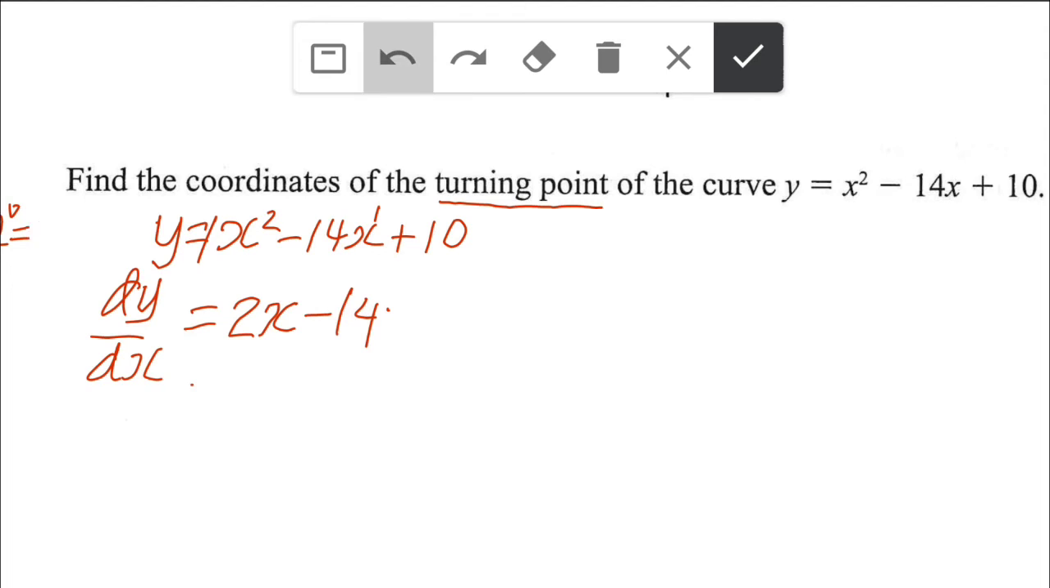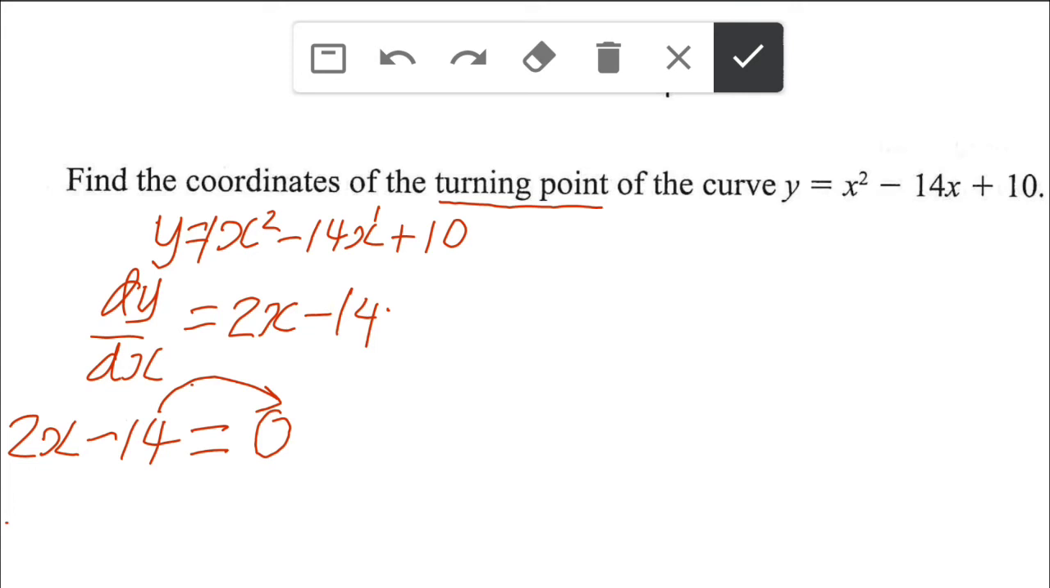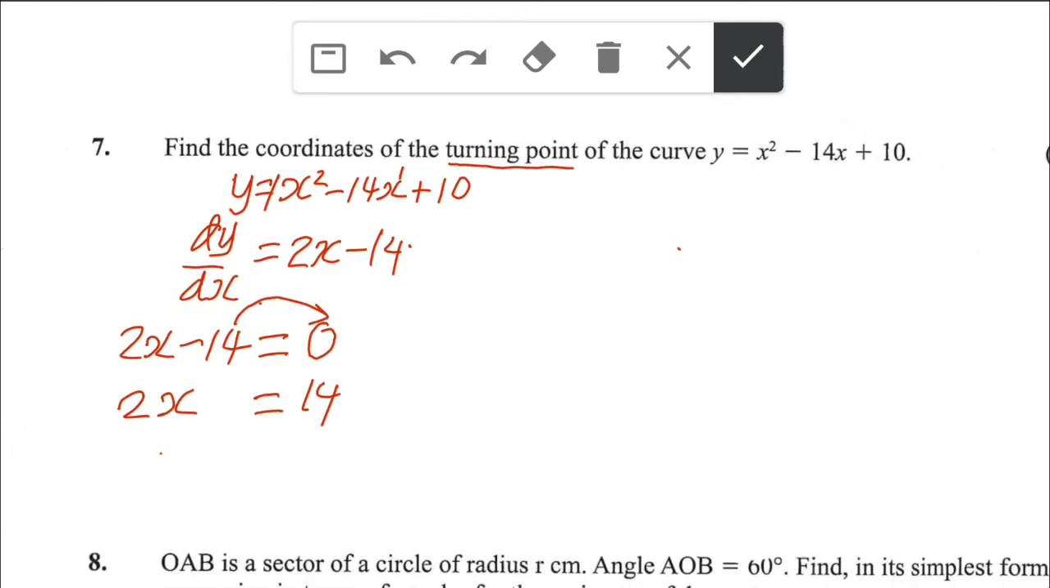Now, having said that, we have said that the turning point is when the gradient function is 0. So 2x minus 14 therefore must be equal to 0, because the gradient function at the turning points is equal to 0. So we take minus 14 to the other side, and it shall become positive 14, and divide both sides by 2. You get that your x is 7.